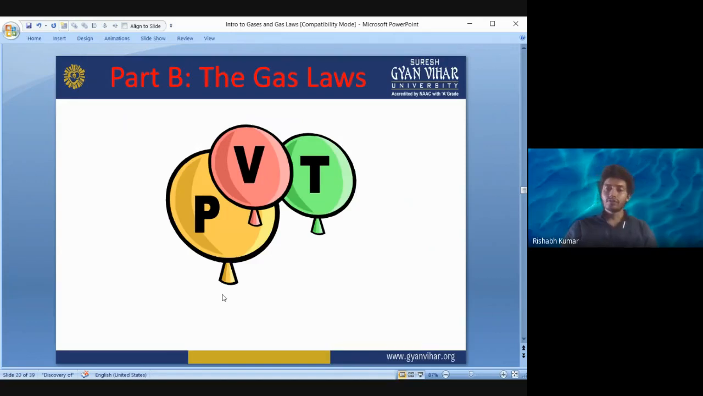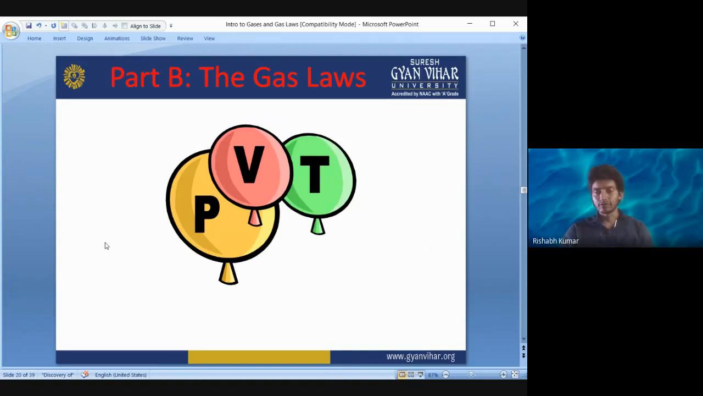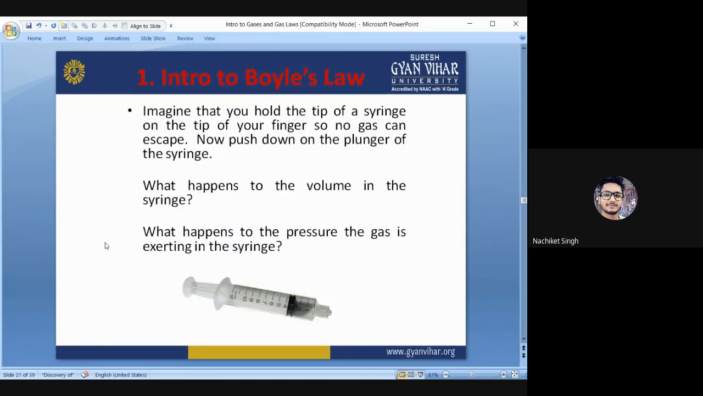So now comes your... we are done with the basic terminologies that we are going to use in the further session. So our next topic starts, that is the gas laws. So there are basically three gas laws, and then there is a combined gas law. So the first law is your Boyle's law.